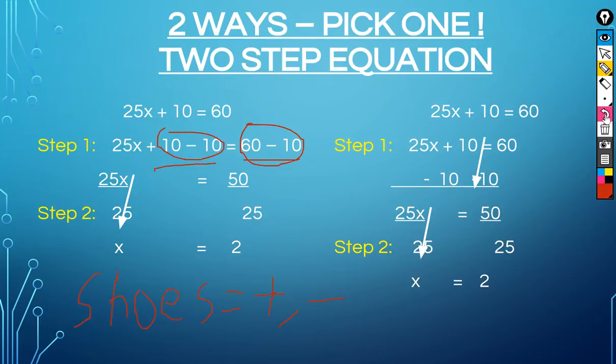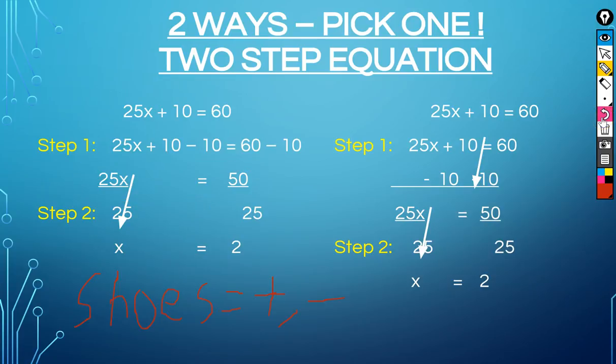Always write all your steps, okay? Always write all your steps. So we rewrite our equation to be 25x equals 50. And that just means 25 times some number equals 50. Now, I mean, you're probably smart enough to know that 25 times 2 equals 50, but all your problems won't be that simple, so it's always good to go ahead and get x by itself.